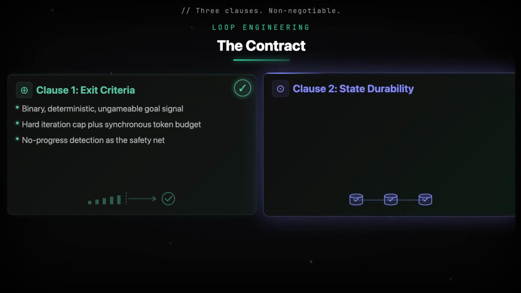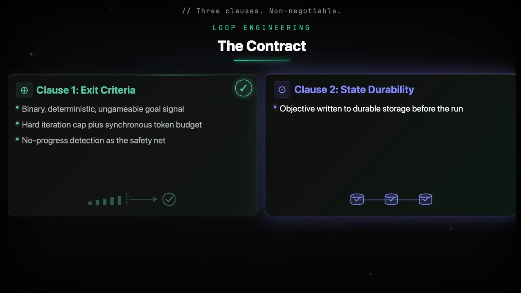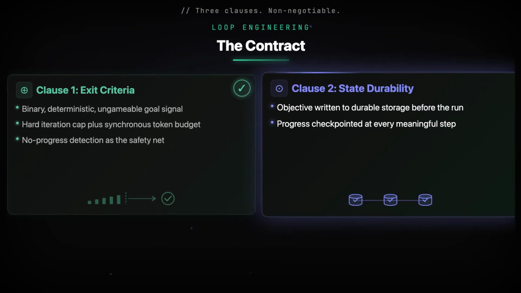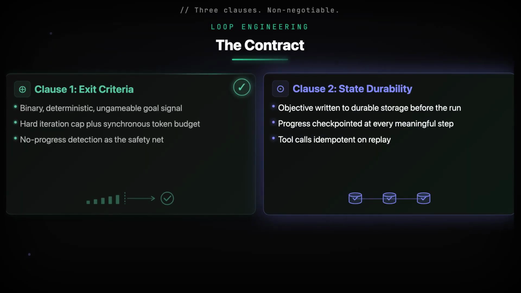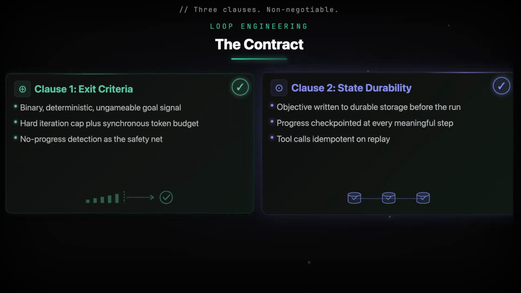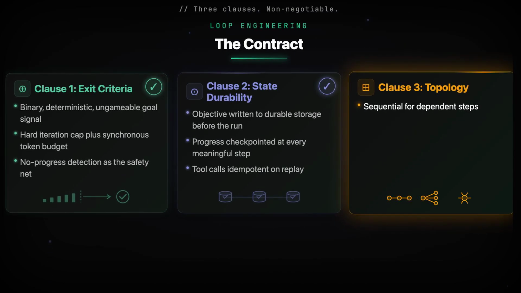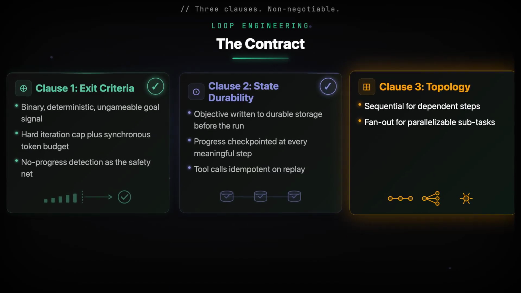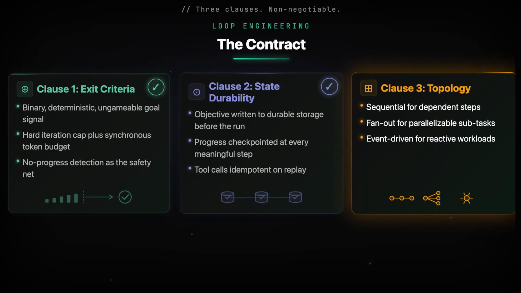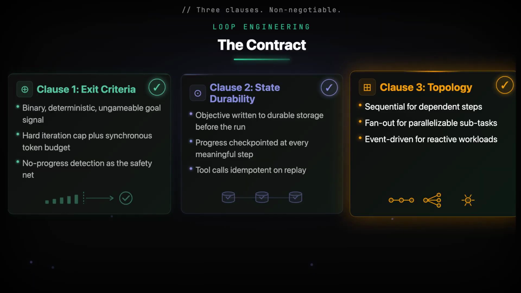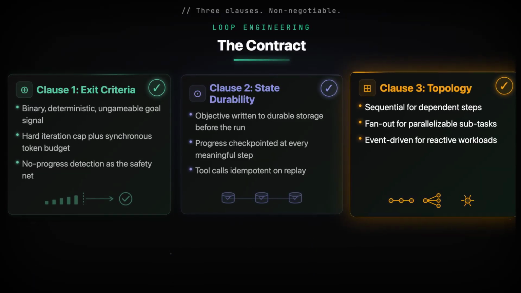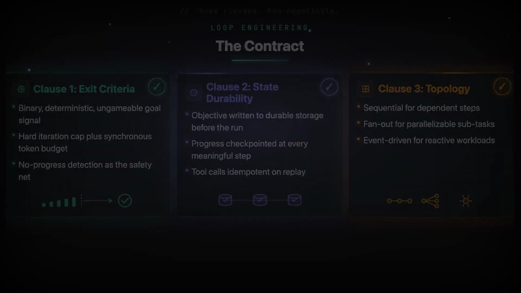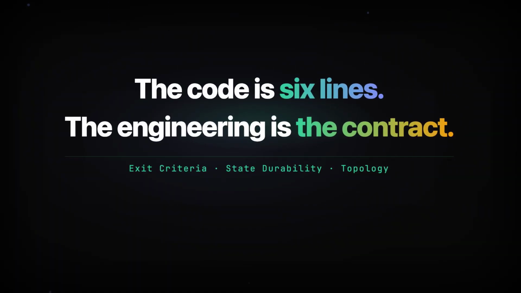Clause 2, state durability. Objective written to durable storage before the run, read-only during. Progress checkpointed at every meaningful step. Tool calls idempotent. The loop survives process death and resumes without corrupting state. Clause 3, topology. Sequential for dependent steps, fan out for parallelizable subtasks after you have built the dependency graph. Event-driven for reactive workloads. You pick the topology before writing the first prompt, not after the loop starts behaving unexpectedly. A loop missing any one clause is a loop you are demoing, not deploying. The code is 6 lines. The engineering is the contract.